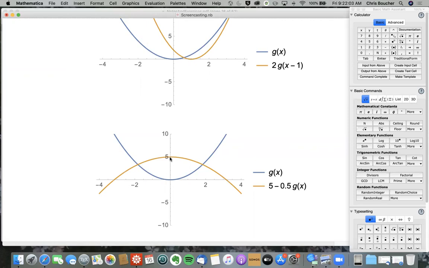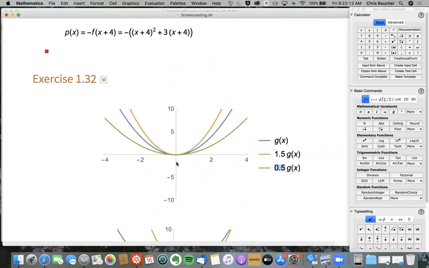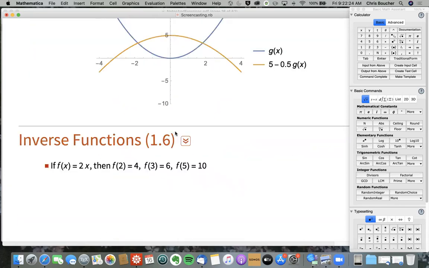And you can see that the top of the U now is at the Y value 5 instead of the Y value 0. I should have said this before, but as you're watching this video, as we start an exercise, it might be a good idea to pause and try the exercise yourself before we go through the solutions. Okay, so enough said about transformations.